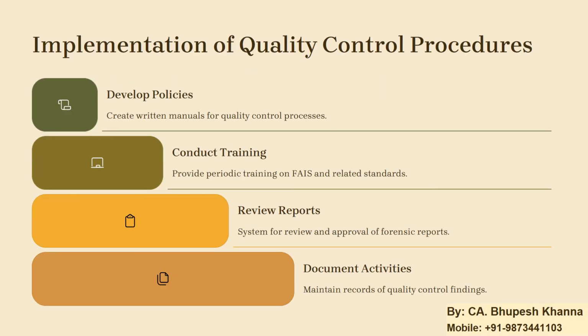Next point is implementation of quality control procedures. Develop written policies and manuals detailing quality control processes. Conduct periodic training on FAIS and related standards. Maintain a system for review and approval of forensic reports before issuance. Document quality control activities and findings for accountability.